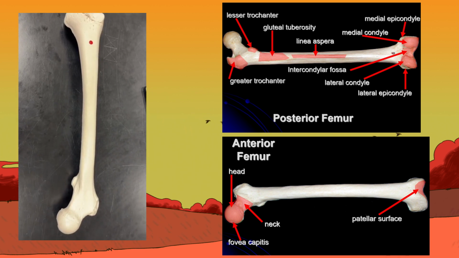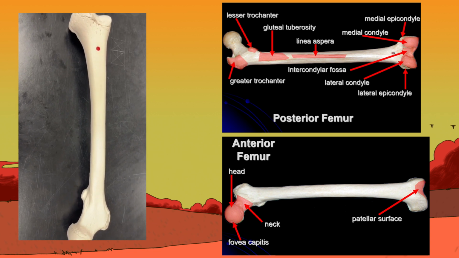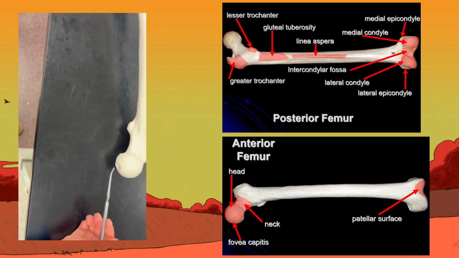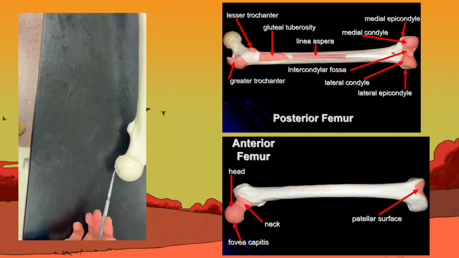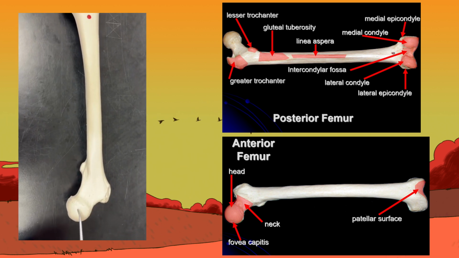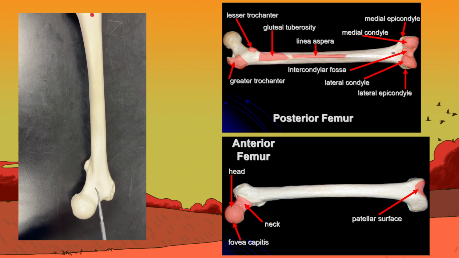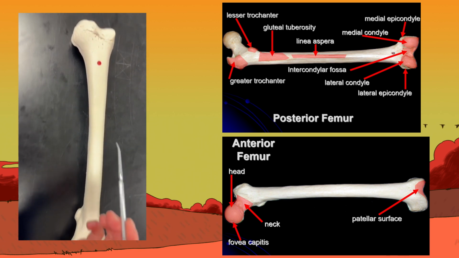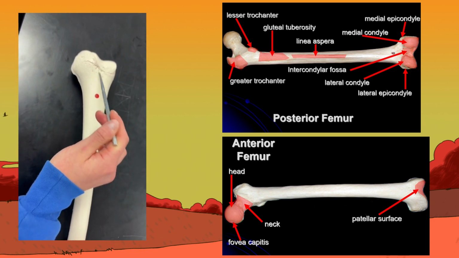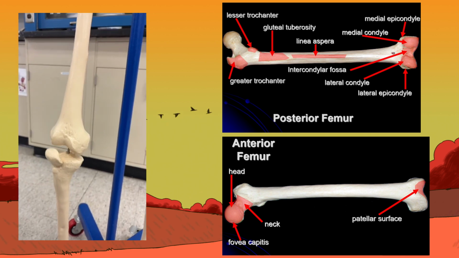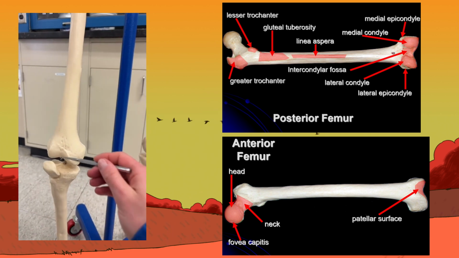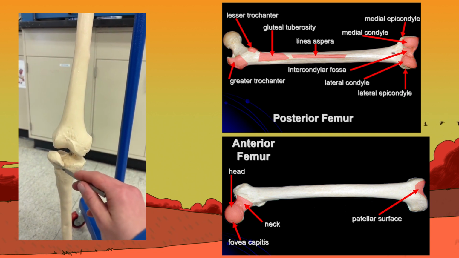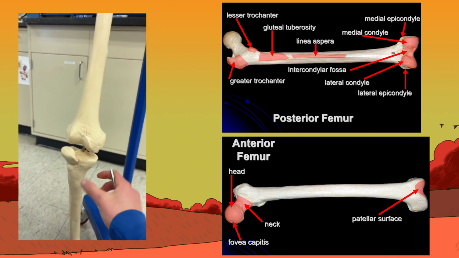I flipped the femur around, so now we're looking at the anterior side, and I wanted to flip it this way so you could see the fovea capitis. We also have the head of the femur again, and this is the neck of the femur, and then once again this is the patellar surface. For a comparison of where things are on the skeleton, if you look at the patellar surface right here, you can see the patella right over here and where it would connect.